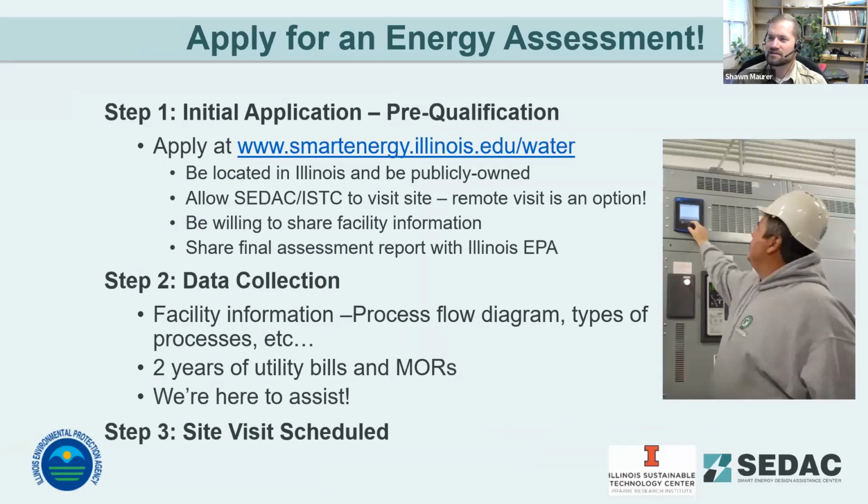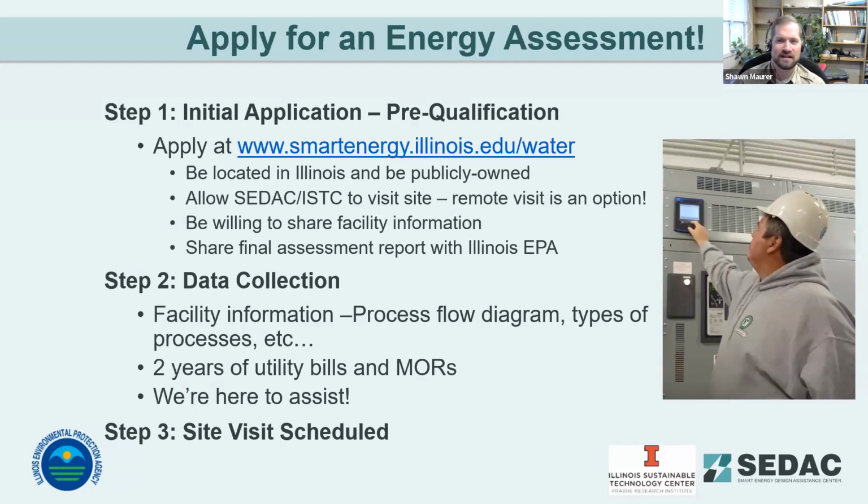So to apply for an energy assessment, go to our website, smartenergy.illinois.edu/water, and fill out the pre-application form there. Just some basic contact information. Let us know that you're interested and you're willing to share the information we need to conduct an assessment. Then we'll be in touch with you soon afterwards to do some data collection. We'll have a more in-depth application form. We'll walk through the questions with you over the phone, so it's as painless as possible.